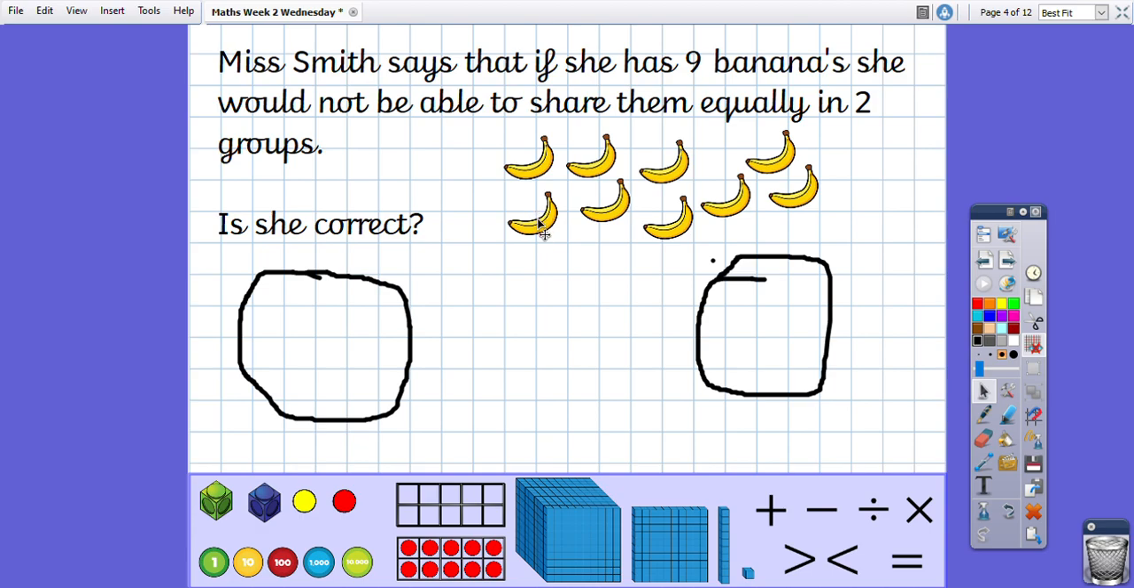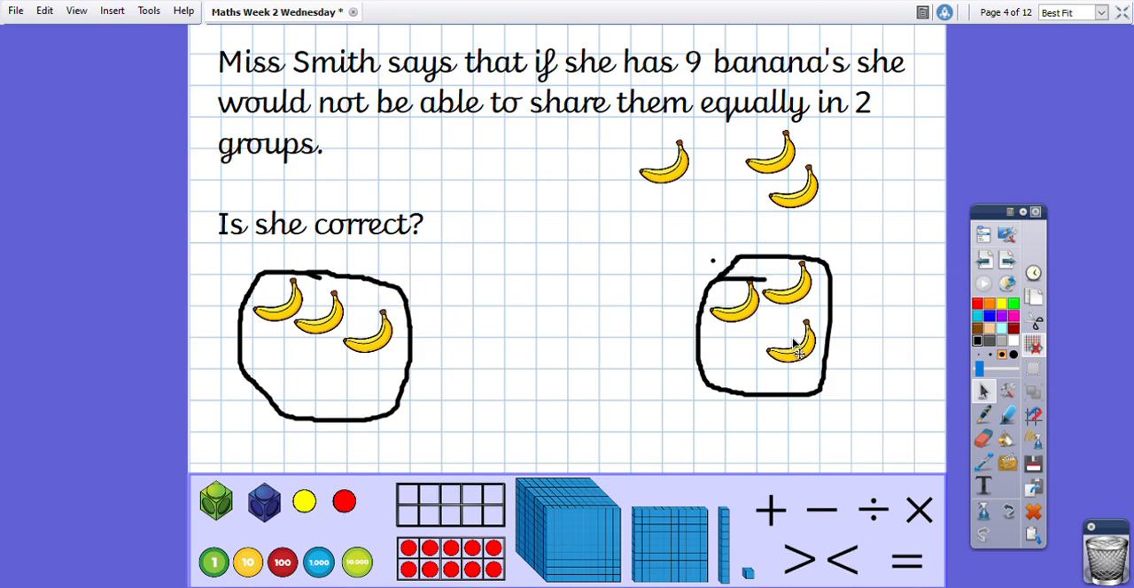So, just like before, 1 and then another one. And keep sharing until they have all run out. Oh, I've got a spare banana. I've got 1, 2, 3, 4 in this group and 1, 2, 3, 4 in this group. If I put it over here, my groups won't be equal because I would have 5 in group 1 and 4 in group 2. If I put it over here, I've got 4 in group 1 and 5 in group 2.